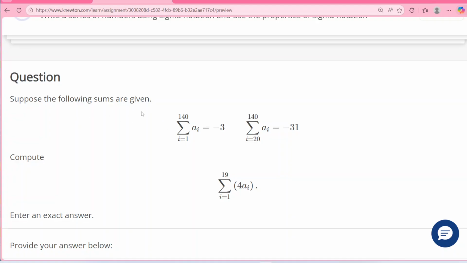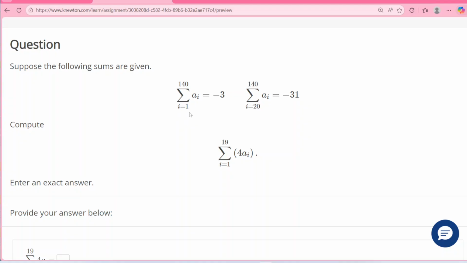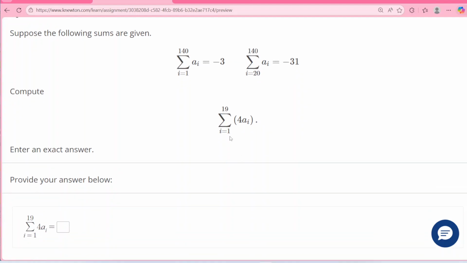All right, so we're given the following sums. The sum from I equals 1 to 140 of these A sub I terms is -3. And then the sum from I equals 20 to 140 of these A sub I terms, the same expression, is -31. So what would be the sum from I equals 1 to 19 of 4 times A sub I? So this is kind of similar to the last question. Again, you've got to split your sum up.